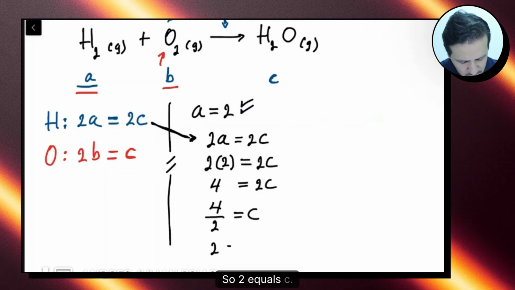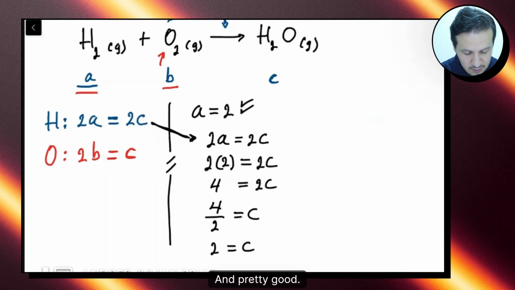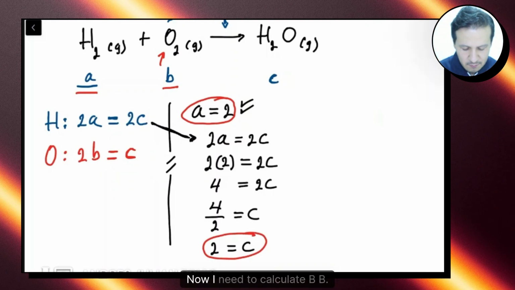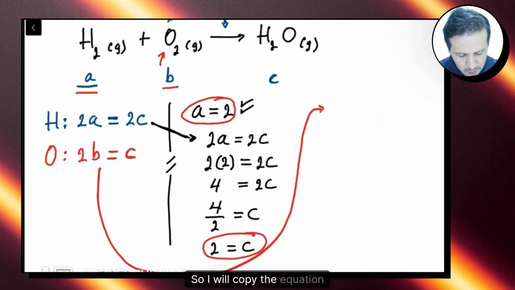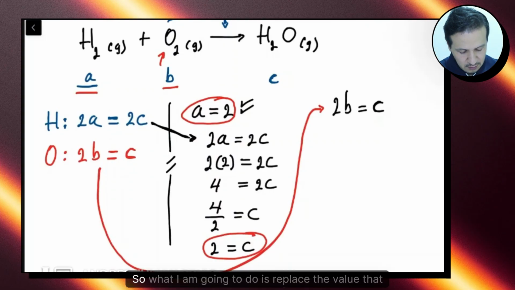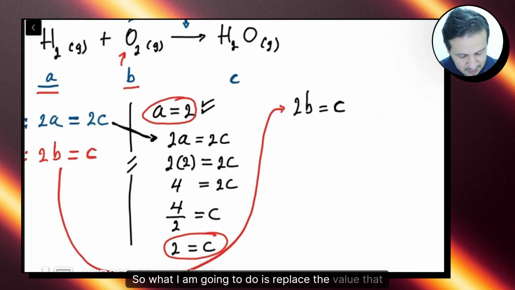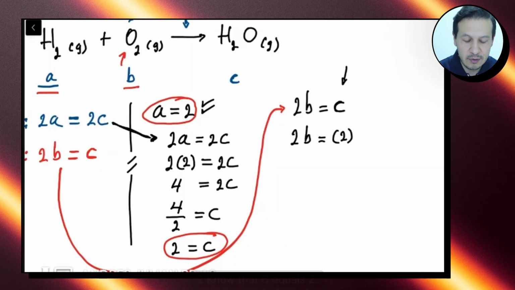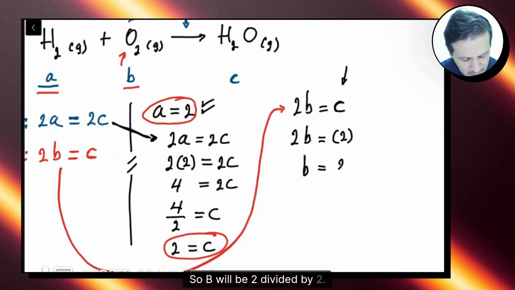So 2 equals C. Very good. So I have the value for A and I also have the value for C. What is missing? Now I need to calculate B. I will use this equation. I will copy the equation again: 2B equals C. What I am going to do is replace the value that I already have for C, because C is 2. So that will be 2B equals 2, since I know that C equals 2. So B will be 2 divided by 2.